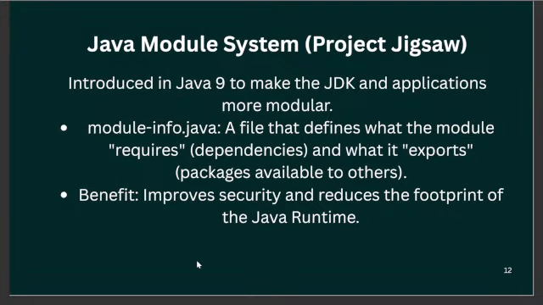The next topic will be the Java module system. It was introduced in Java 9, and it makes Java applications more secure and more modular, making the JDK and applications more modular. We have a module-info.java file that defines which dependencies the module requires and which packages it exports, making them available to others. The benefit is improved security and a reduced footprint of the Java runtime.